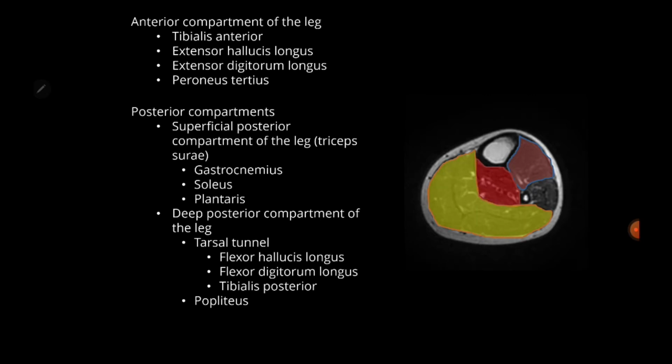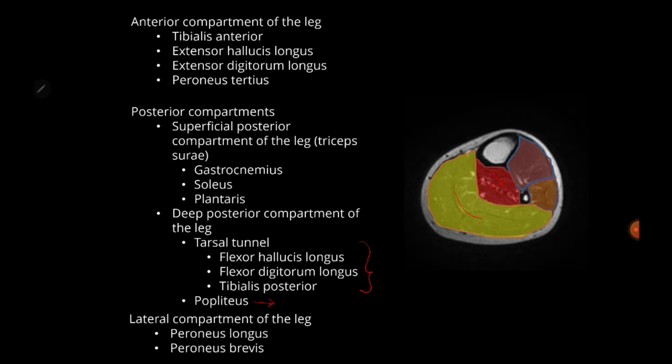Then the posterior compartment can be divided into superficial posterior and deep posterior compartments. The superficial compartment in the posterior part contains gastrocnemius, soleus, and plantaris muscle, and the deep posterior compartment contains the tarsal tunnel muscles, which are flexor hallucis longus, flexor digitorum longus, and tibialis posterior. Then we have popliteus muscle in the posterior compartment at the level of the knee joint. Then we have the lateral compartment, which contains peroneus longus and brevis.